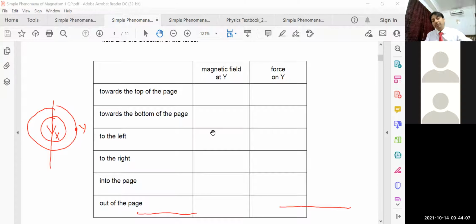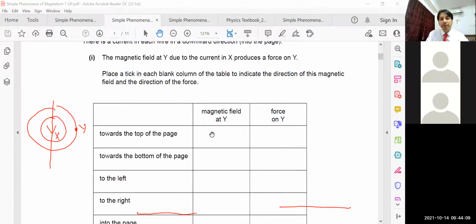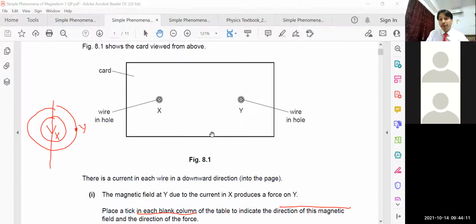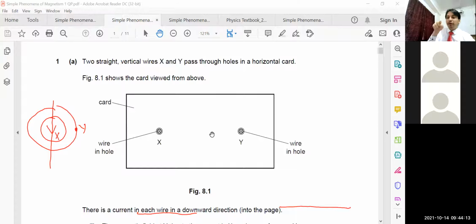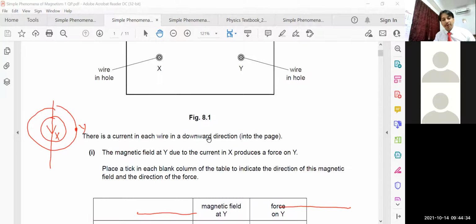If you draw the diagram on your notebook, or if you see it according to the laptop screen, current is entering into the laptop screen. Point Y is to the right hand side at the tip. At the palm, you need to draw a perpendicular. The perpendicular is coming downward. Downward means at the bottom of the laptop screen. Where is that option? At the bottom.